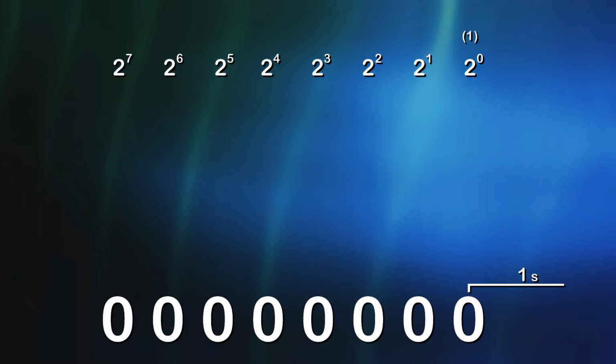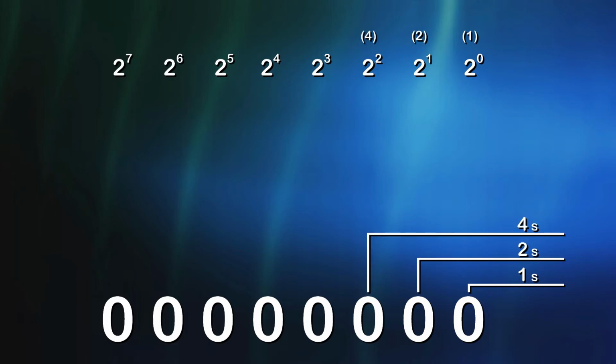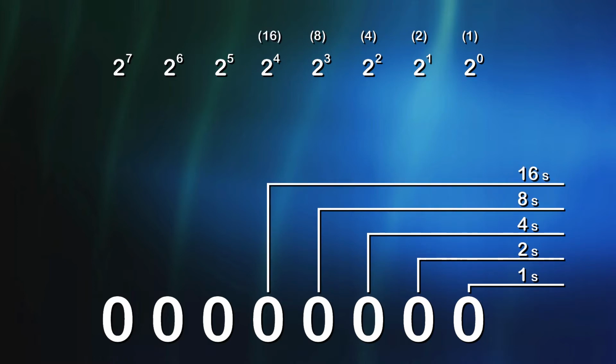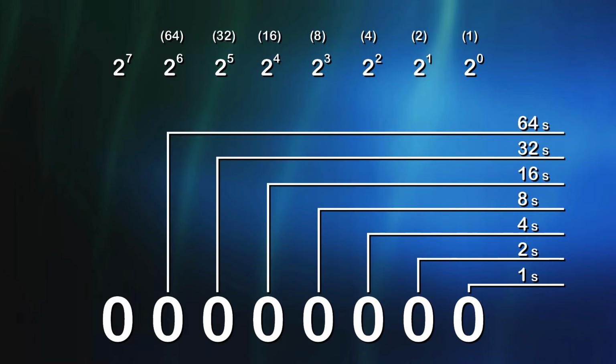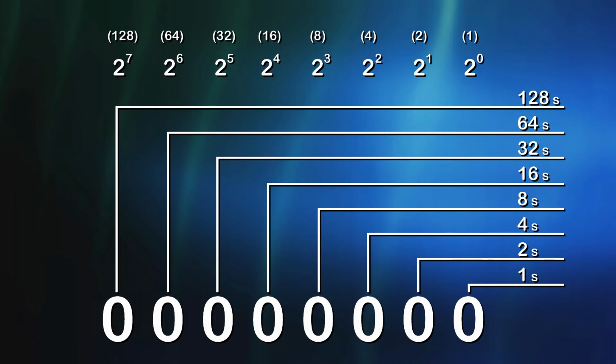The right-hand bit, or least significant bit, is worth 2 to the 0th power. The next is worth 2 to the 1st power, then 2 to the 2nd, and so on. 2 to the 0th power in decimal is 1. 2 to the 1st power in decimal is 2. 2 to the 2nd power is decimal 4. 2 to the 3rd is 8, then 16, 32, 64, and finally 2 to the 7th is decimal 128.